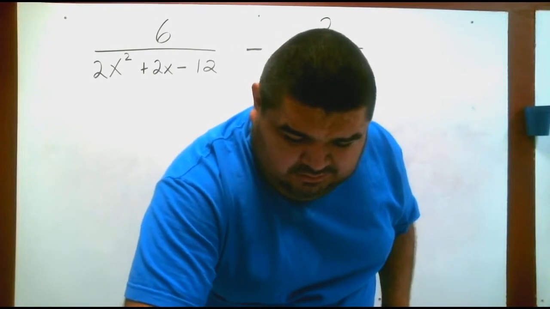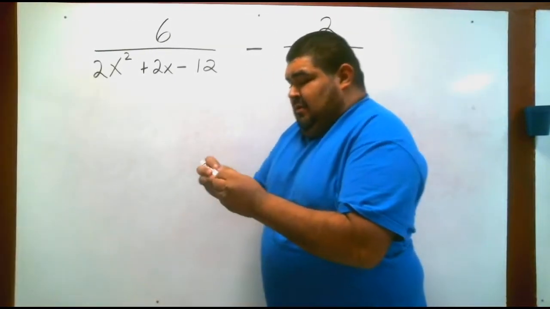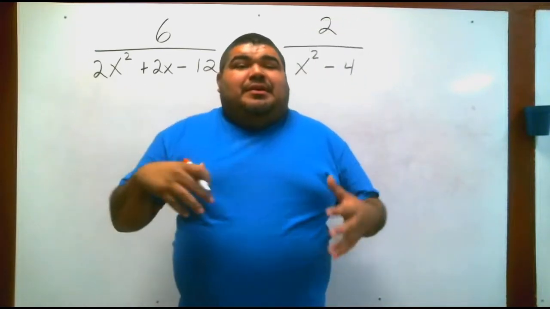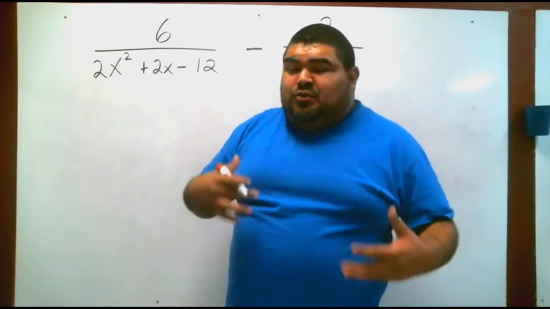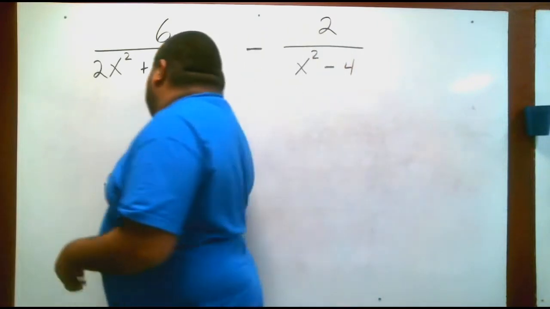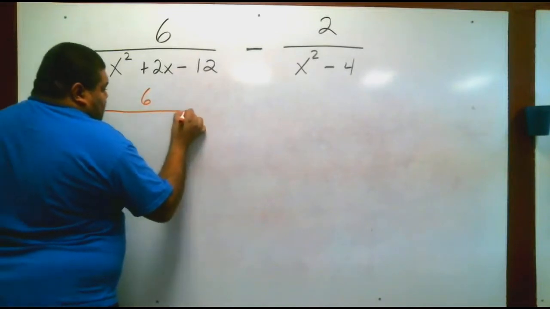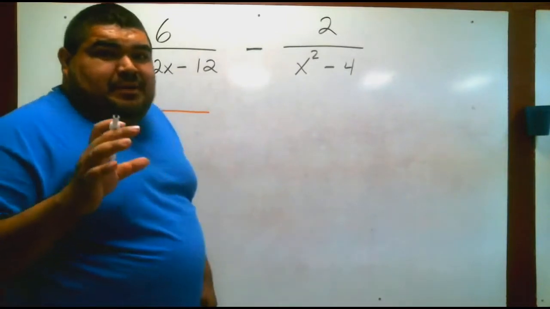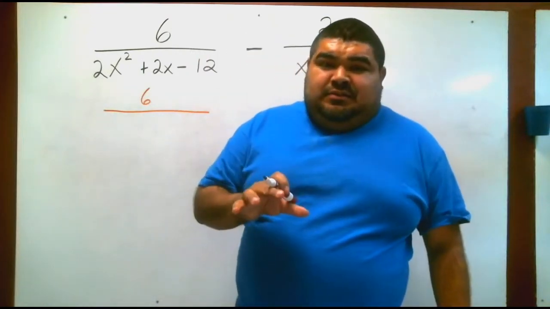Let's use some color here. So with this brown, the top can't be broken down any further, right? Because it's already prime. So we're going to leave that as it is. So we have 6. Now, keep in mind, guys, okay? You can do this one of two ways, okay?